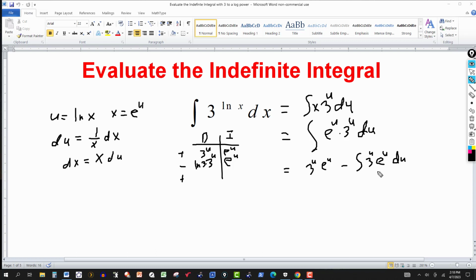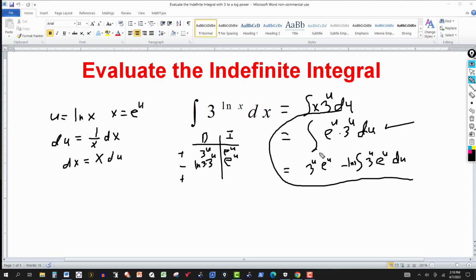And I also have the ln of 3. That's a constant though, so I can bring it outside over here. So I put ln of 3 right there. Again, this integral here is equal to this expression right here. But notice this integral is repeated over here, so let's just take it to the other side. And on the right side we'll be left with 3 to the u, e to the u. Look at this equation right here.